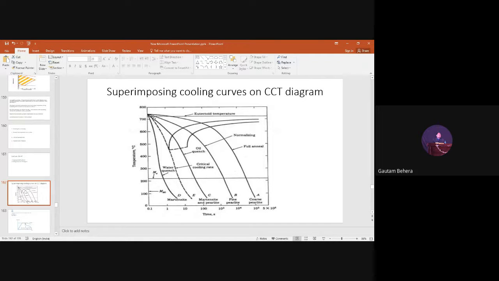Next, you are cooling again at a faster rate, but you can see this cooling curve is moving like this. The moment it touches this curve, how many of you remember, from this point to this point, what will be the phase? Let me see. Unstable austenite and pearlite. Very good. So the cooling curve is touching the transformation start point, right? Start temperature. So transformation will happen.